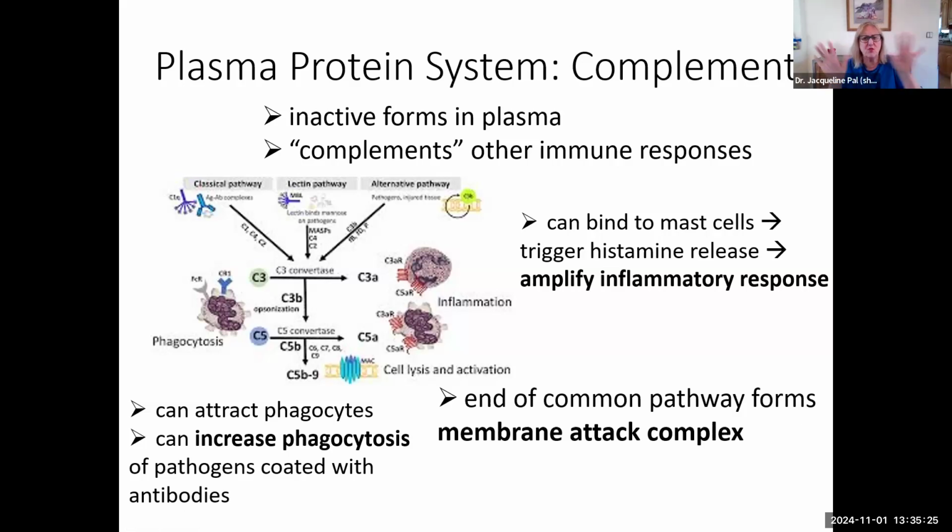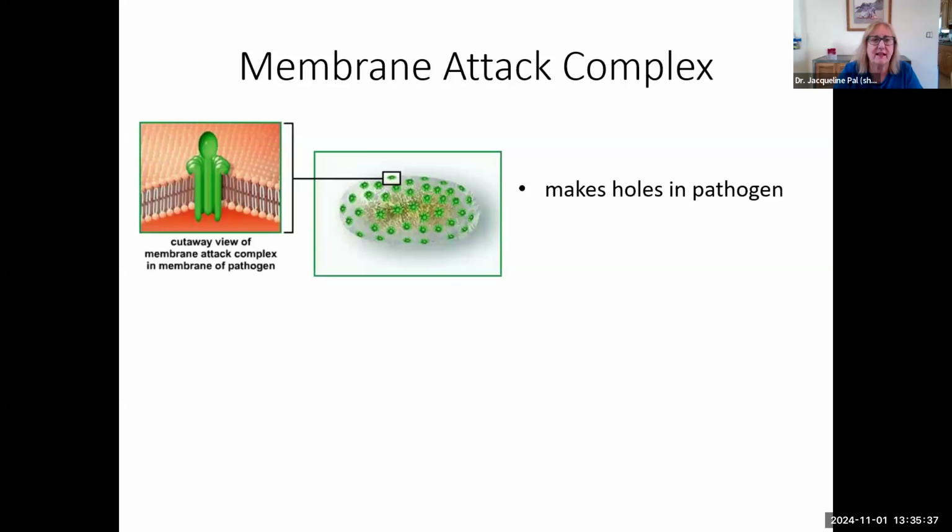So plasma protein systems do 3 big things: increase inflammation, increase phagocytosis, and form a membrane attack complex. So here's the membrane attack complex. These are like complements, and you don't need to know them. It's like C5b, 6, 7, 8, 9. And basically, it's going into the plasma membrane of the pathogen, and it is making a whole circle. And once it's made a whole circle, it has punched a hole in the membrane of the pathogen.